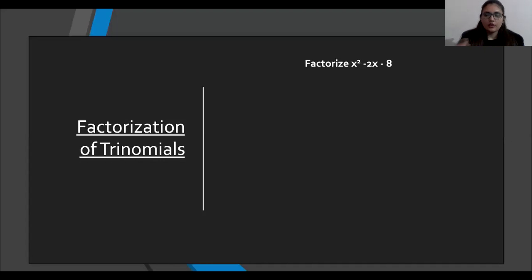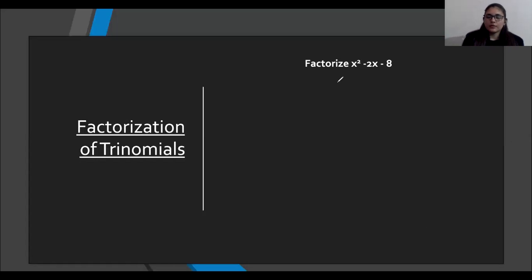Okay then, so now let's concentrate on this question. Actually, that question was mistyped. So let's understand how we can factorize this: it is x square minus 2x minus 8.